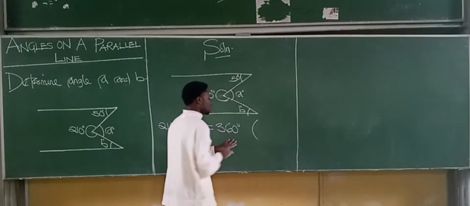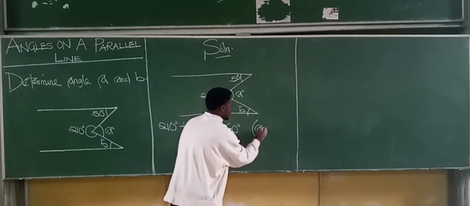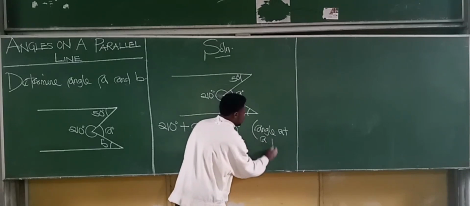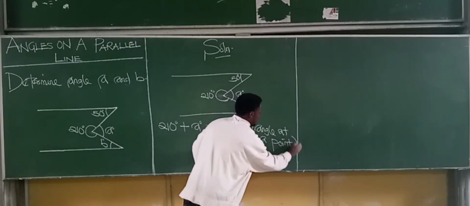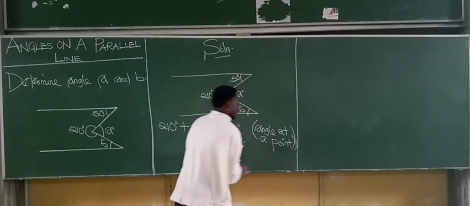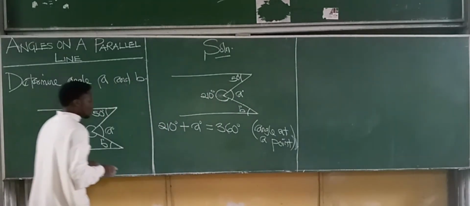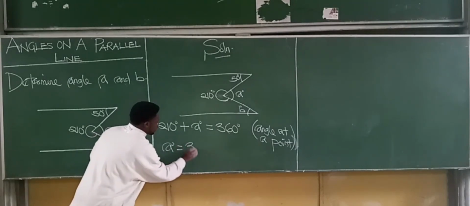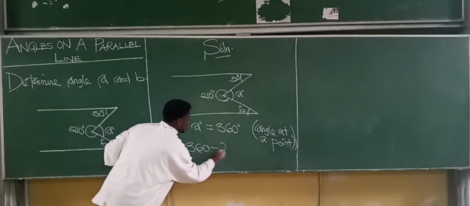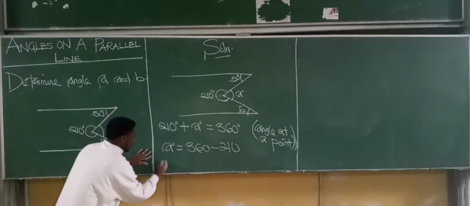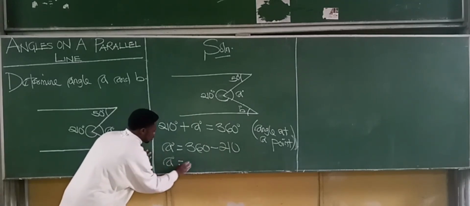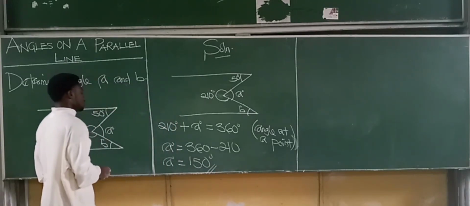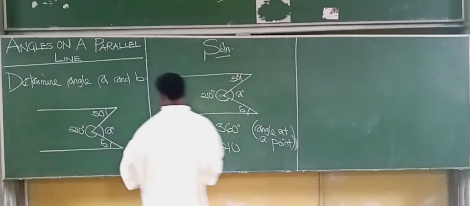Always ensure you state the condition behind. Angle at a point is 360 degrees. Alright, looking at the subject, A degrees is equals 360 minus 210 degrees, and A degrees is equals 150 degrees. So we have obtained the value for A.